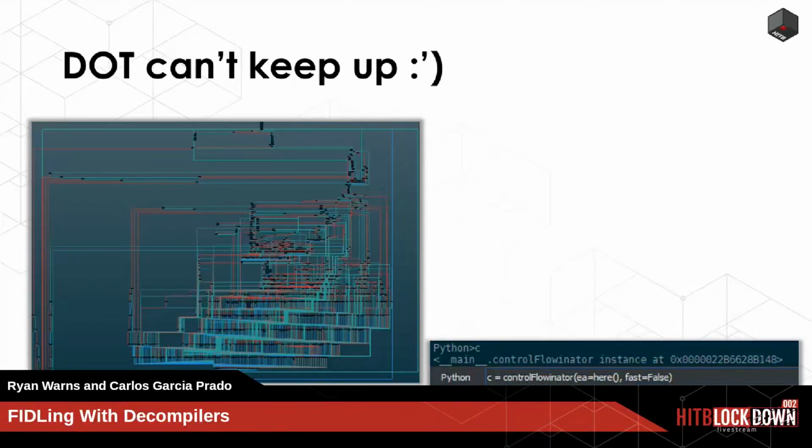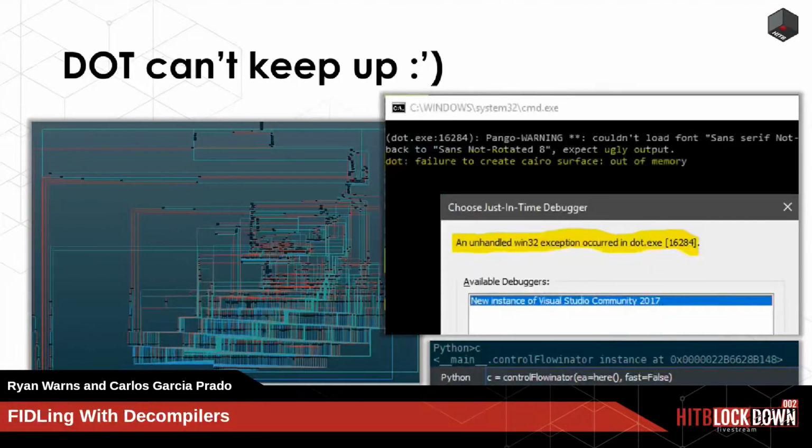I just created the control flow object that must be huge. If I try to display it, dot is going to crash, at least on my machine, saying that it is out of memory. So once again, what we're trying to say in here is this thing is ready for real life binaries. We have been throwing everything at it, and it works pretty well.